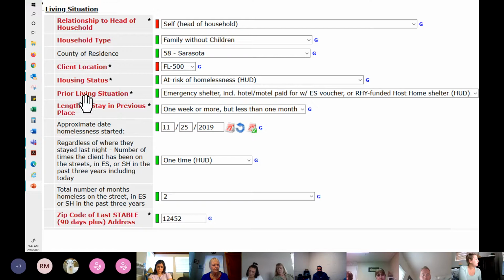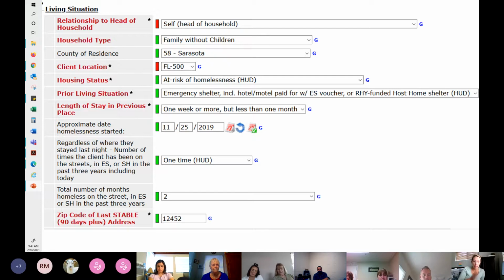So when we're looking at our prior living situation, we're asking the client, where did you stay last night? The client is indicating that they stayed in an emergency shelter. Well, right here, we can see that the client's housing status states at risk. Well, if the client was staying in an emergency shelter last night, unfortunately, they are no longer at risk of homelessness. They are literally homeless.